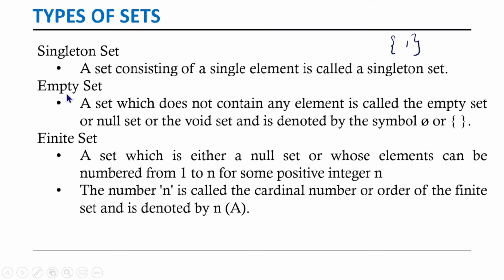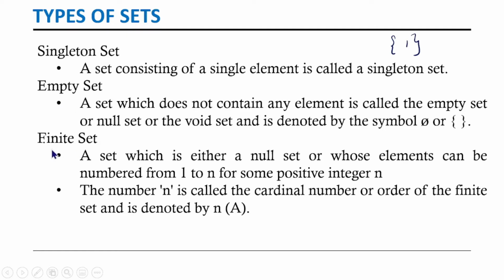Then the next type is empty set. A set which does not contain any element is called the empty set or null set or the void set, and it is denoted by the symbol phi or empty curly braces, with no elements inside. Now that set is called an empty set.